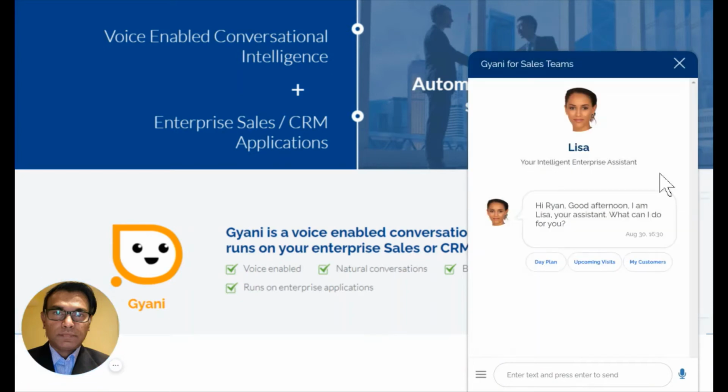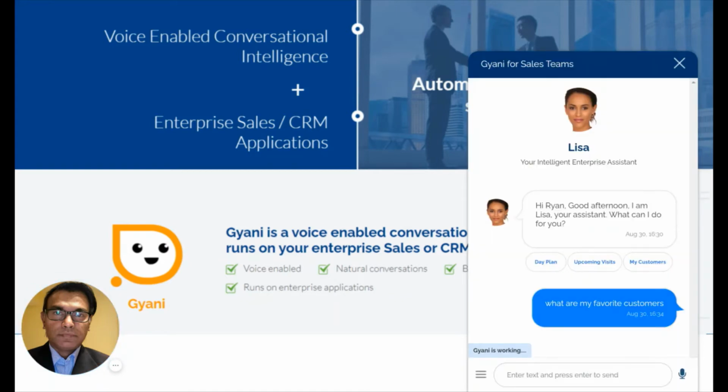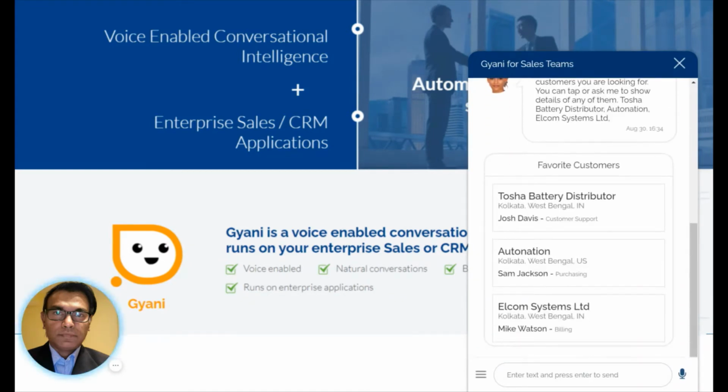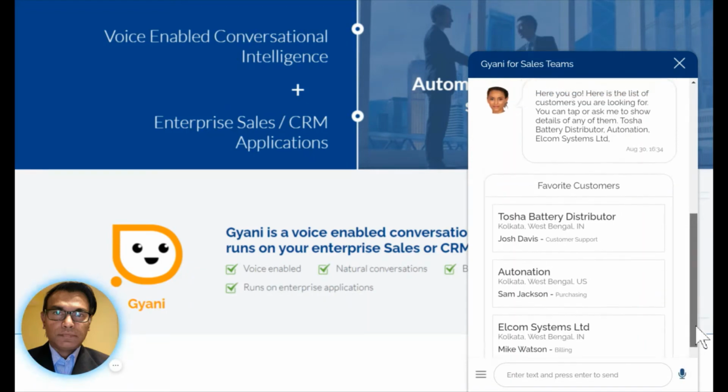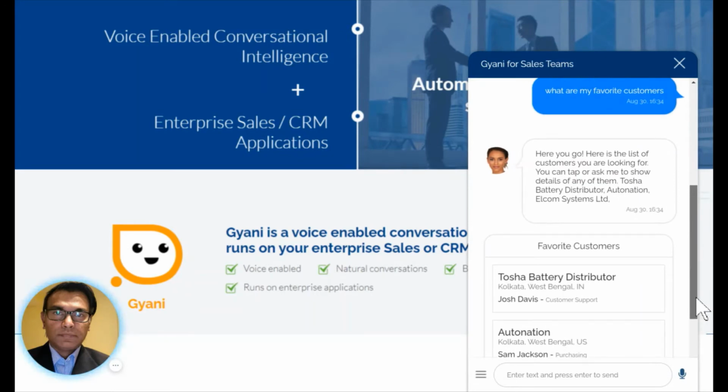Now let's get started. Let me invoke the bot by asking for my favorite customers. Okay. What are my favorite customers? Here you go. Here is the list of customers you are looking for. You can tap or ask me to show details of any of them. Tosha Battery Distributor, AutoNation, Elcom Systems Limited.